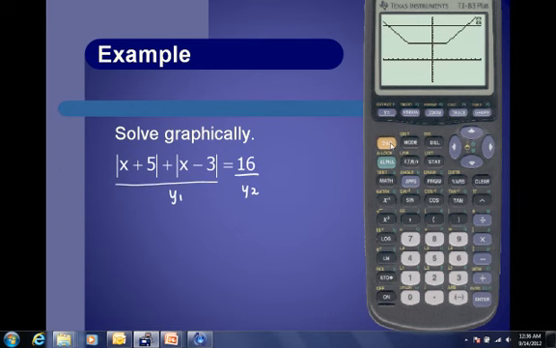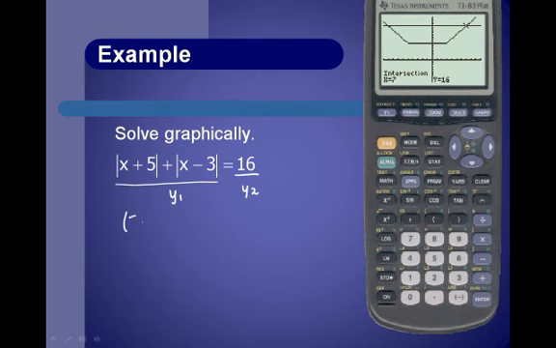So we are going to do second trace, which is calculate, number 5, enter, enter, enter for the first curve, and we get the ordered pair 7, 16, which means x is equal to 7 is our first solution. Then we're going to do it again.